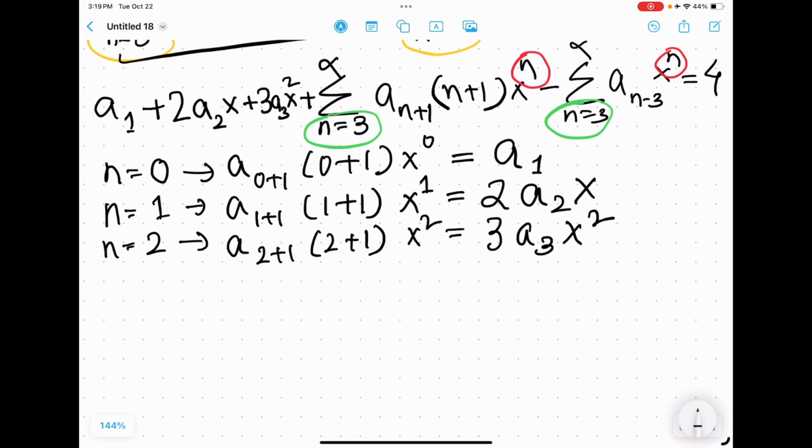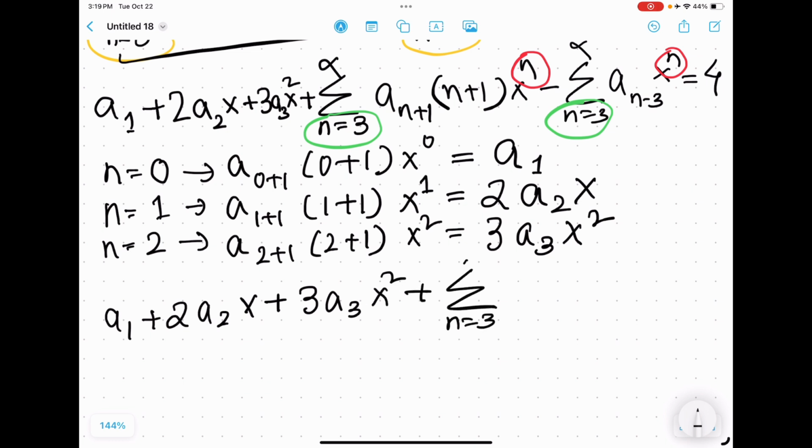So I have a sub 1 plus 2a sub 2 x plus 3a sub 3 x squared plus summation n equal to 3 to infinity. Now, we have our x to the power n as common, so let's take that as common, and let's write the leftover terms. So I have a sub n plus 1 times n plus 1 minus a sub n minus 3 equals 4. All right. So we finally and successfully completed step 2, which was basically combining them into one.